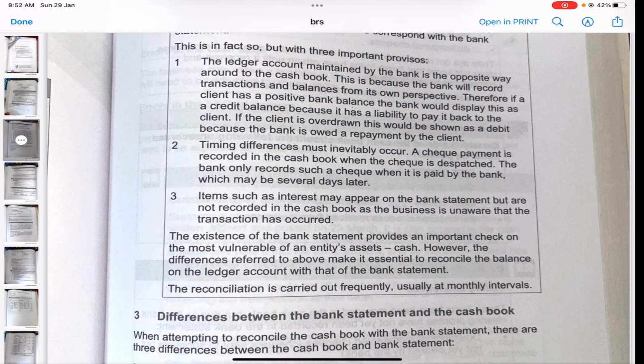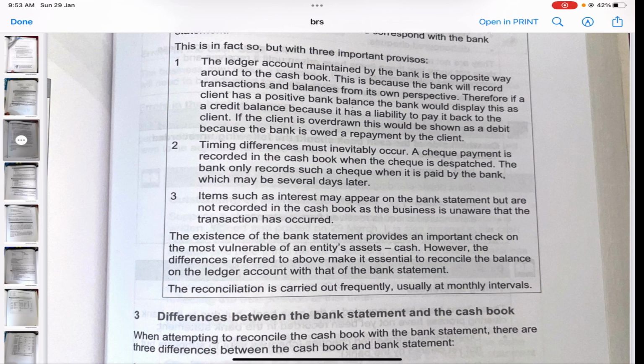This is in fact so, but with three important provisions. The ledger account maintained by the bank is the opposite way around to the cash book. I told you, we are recording from my perspective, but the bank is recording from its perspective. If I am receiving some money, they are giving the money, right? It goes out from their bank. You need to keep that in mind. This is because the bank will record transactions and balances from its own perspective. Therefore, if a client has a positive bank balance, the bank would display this as a credit balance because it has a liability to pay it back to the client. If the client has overdrawn, this would be shown as a debit balance because the bank is owed a repayment.